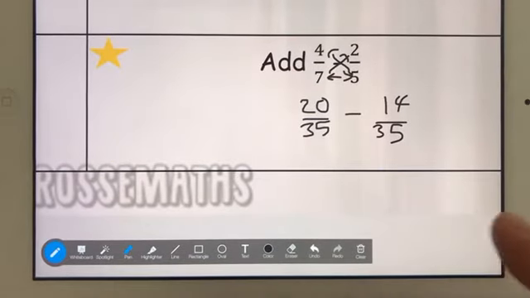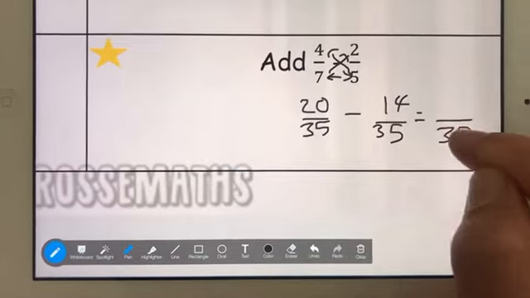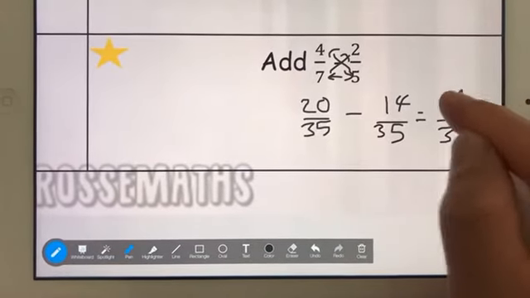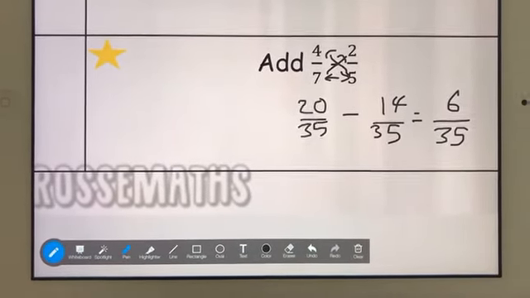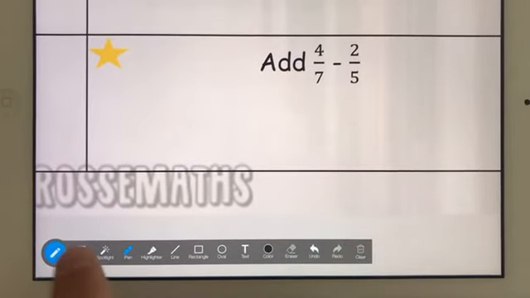Okay, once you're there, you can just take away the tops and the bottom stays the same. So the bottom is going to be over 35 as well. 20 take away 14 is 6. My answer is 6 over 35. That can't be simplified anymore. That's worth 2 points.